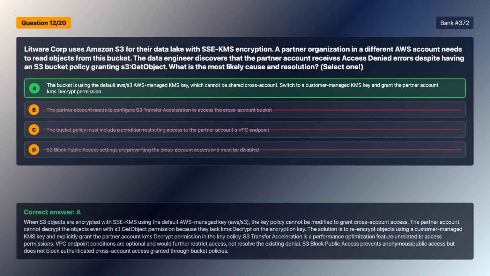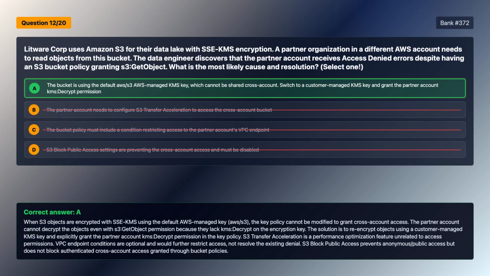The correct answer is option A. When S3 objects are encrypted with SSE-KMS using the default AWS-managed key, aws/s3, the key policy cannot be modified to grant cross-account access. The partner account cannot decrypt the objects even with s3:GetObject permission because they lack kms:Decrypt on the encryption key. The solution is to re-encrypt objects using a customer-managed KMS key and explicitly grant the partner account kms:Decrypt permission in the key policy.